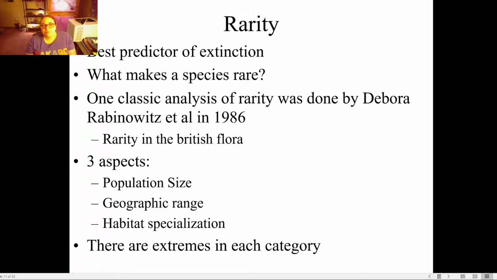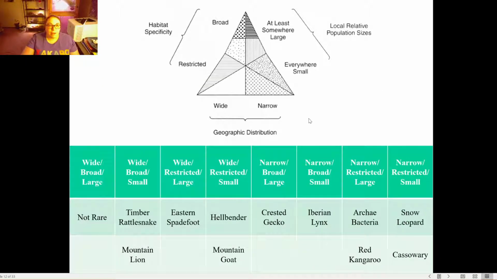One classic analysis of rarity was done by a woman named Deborah Rabinowitz, and she looked at rarity in the British flora. She determined that there's really three aspects to whether a species is rare: the population size, the geographic range, and the habitat specialization. And there's extremes in each of these categories. So she came up with a system with 7 types of rarity, and then one combination of habitat specificity, population size, and geographic distribution that is not considered rare.